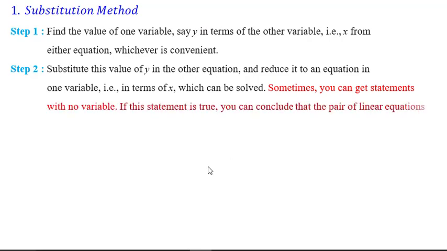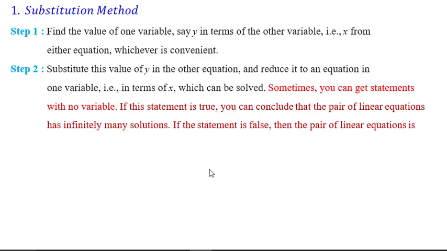Sometimes you get a statement with no variable. When I put the value of y in terms of x in the other equation, I will get some statement which does not include any variable. In that case, if the statement is true, you can conclude that the pair of linear equations has infinitely many solutions, and if the statement is false, then the pair of linear equations is inconsistent, that is, it does not have any solution. So we have three cases: a unique solution, infinitely many solutions, or no solution.